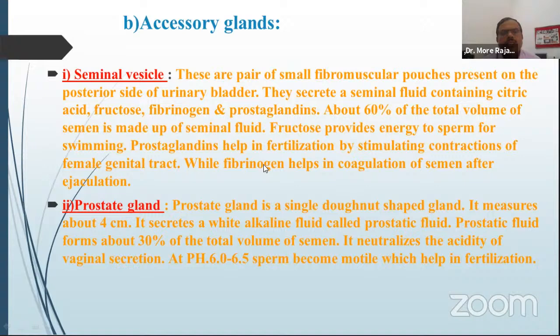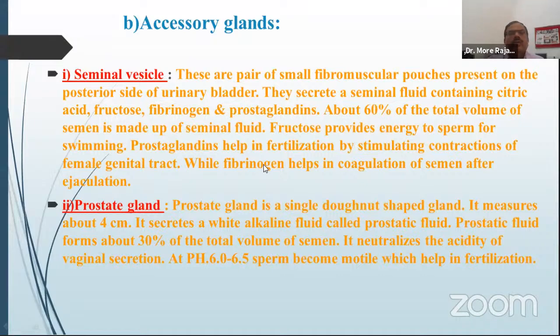Then the second accessory gland is the prostate gland. The prostate gland is a single doughnut-shaped gland. It measures about 4 cm. It secretes a white colored alkaline fluid called the prostatic fluid. This prostatic fluid forms about 30% of the total volume of semen, and it neutralizes the acidity of the vaginal secretion. At a pH of 6 to 6.5, the sperm become motile, and such motile sperms are helpful for the process of fertilization.